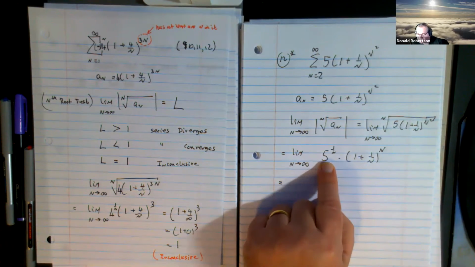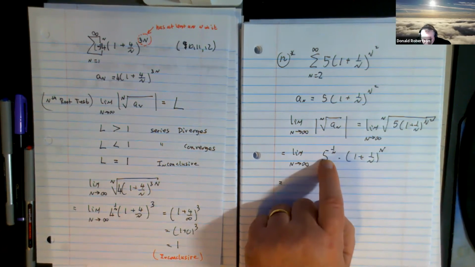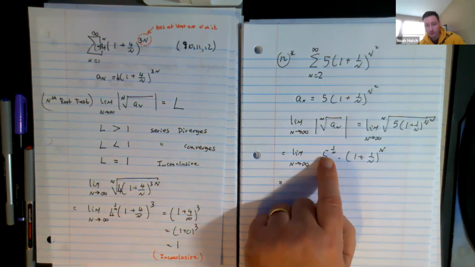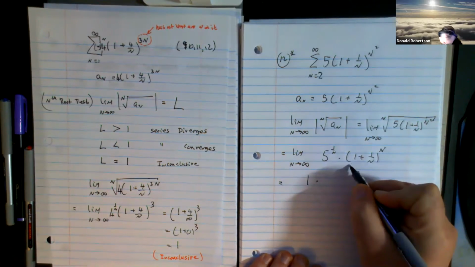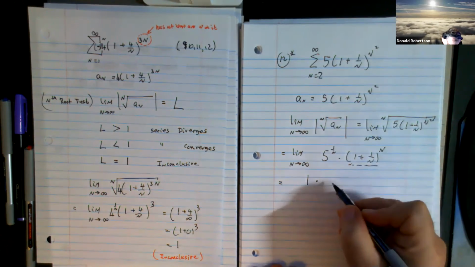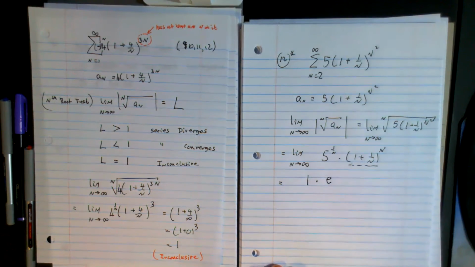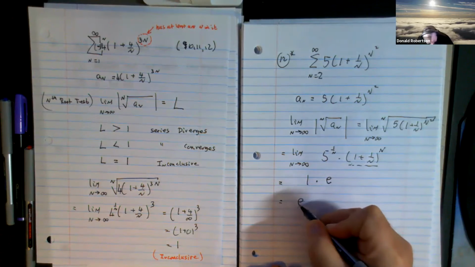What did I say 5 to the 1 over n gets you? 1. As n goes to infinity. Say again? 1. 1, yeah. And what about the magic? What does that guy get you? e. Right, e to the 1, which is e. Which means that the limit here is e.